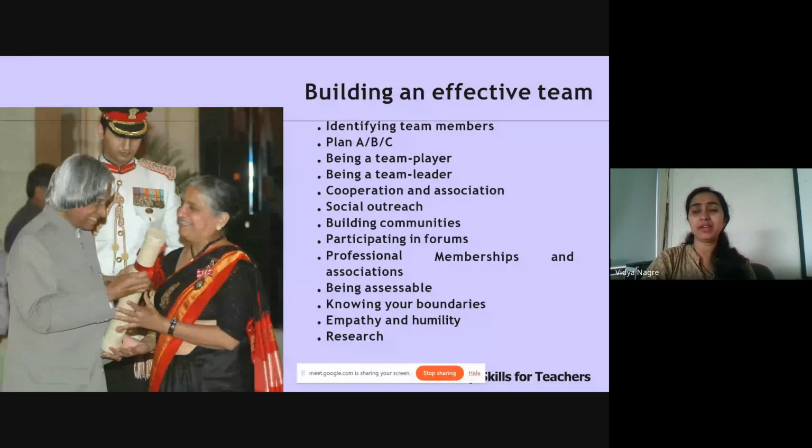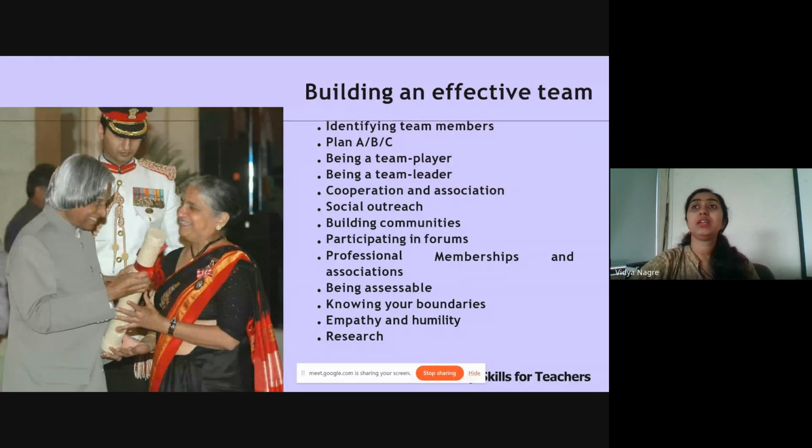Being a team leader, whenever your team needs, you should take decisions on their behalf, and take responsibility of whatever happens, success or failure, and lead your team with that confidence and give that confidence to your teammates. Cooperate with all and associate with multiple brilliant minds, because you may need their help anytime. You should always enhance your social outreach, so you get connected to really good people, and your circle also expands. Building communities is also very important.